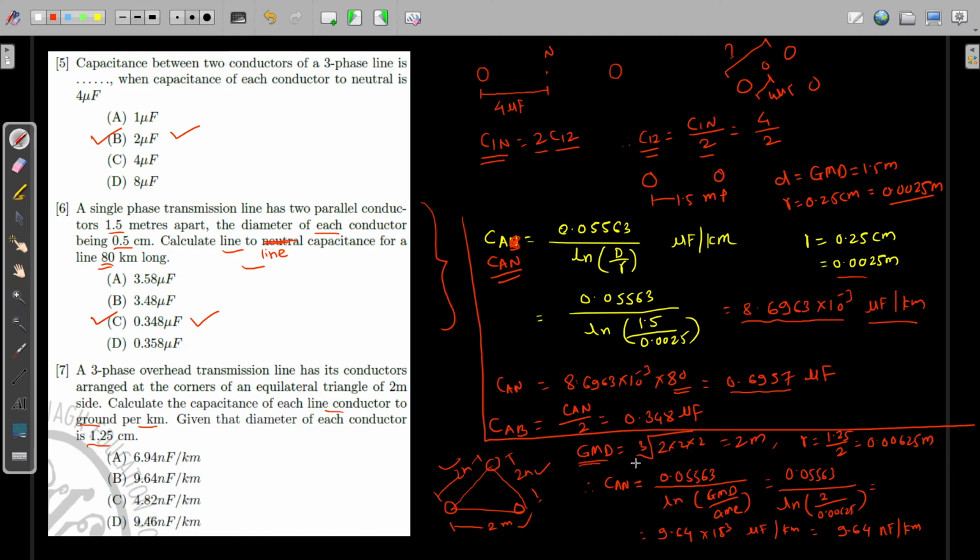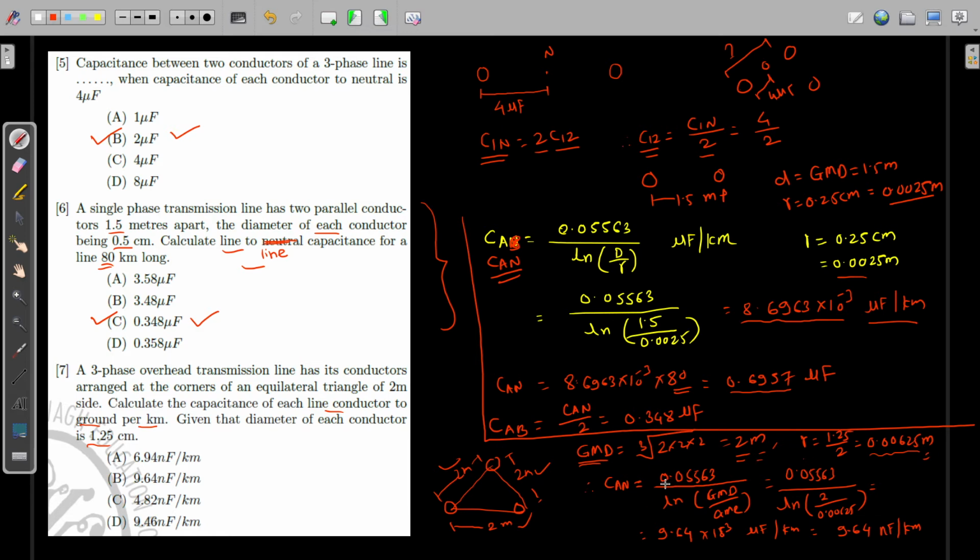Let us calculate the GMD. GMD is equal to cube root of 2 into 2 into 2, because there are three values, hence we are taking the cube root, so it gives you 2 meter. So R is equal to 1.25 divided by 2, so this will give you 0.00625 meter. Centimeter is converted into meter because both quantities should be in meter.